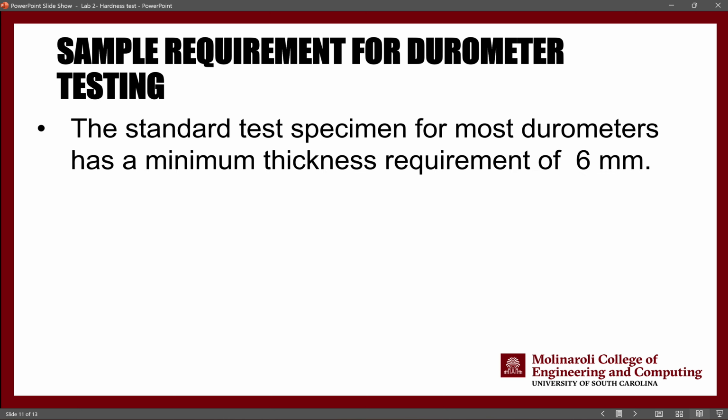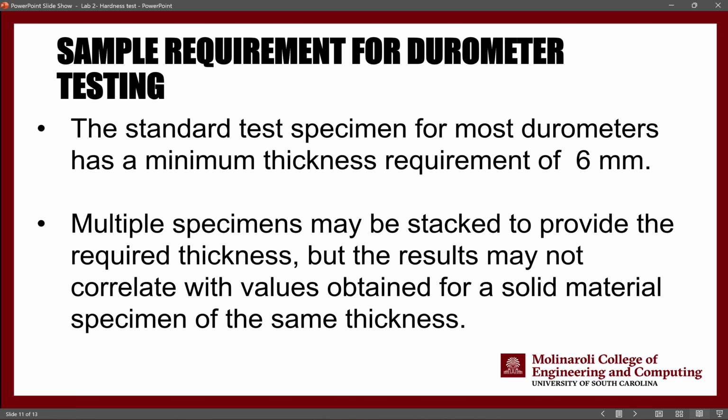Okay. You have to keep in mind that the minimum thickness of the rubber material has to be 6 millimeters. And the reason it has to be 6 millimeters is because we want to make sure that we see the full deformation from the indentation. If the thickness is less than 6 millimeters, the deformation is not going to be the full deformation you will see in that material based on the indentation.